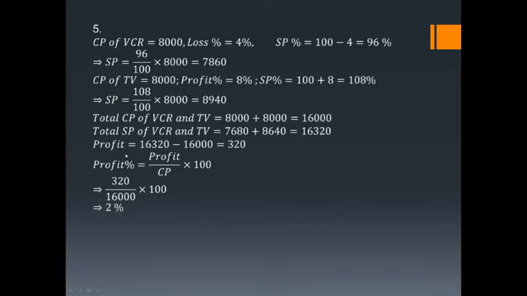Then the profit is going to be SP minus CP. 16,320 minus 16,000, that is 320. In order to find the profit percent, the formula will be profit by CP into 100. That is, profit is 320, CP is 16,000, then into 100. After simplifying this, you will get 2%. So the profit percent will become 2%.